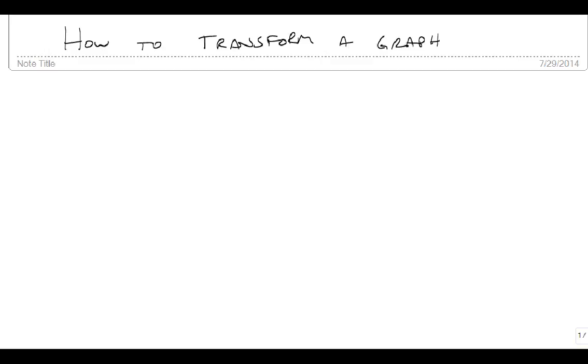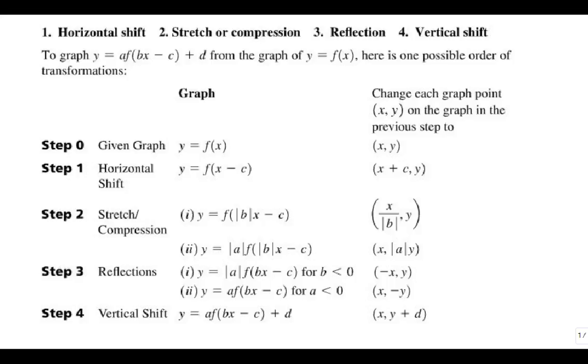And we're just going to lay this out, and there's a handout found on the website that you can get that has the same list, but it's helpful to try and get this down. So what we're going to look at is the following. This is our general rule. We'll always do horizontal shifting first, then we'll do all of our stretching or compressing, then we'll do reflection, and then we'll do vertical shifting.